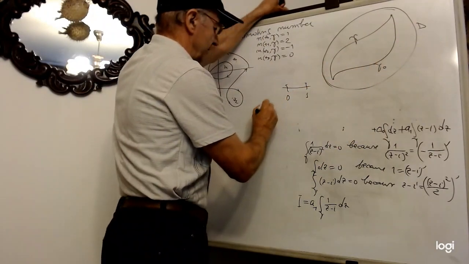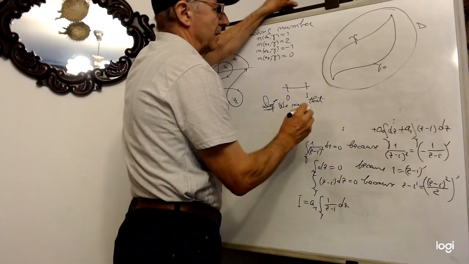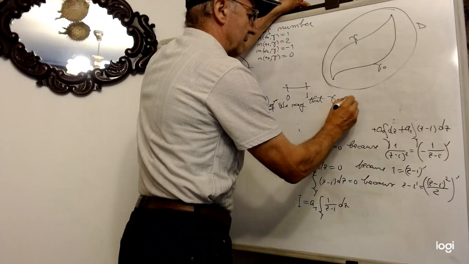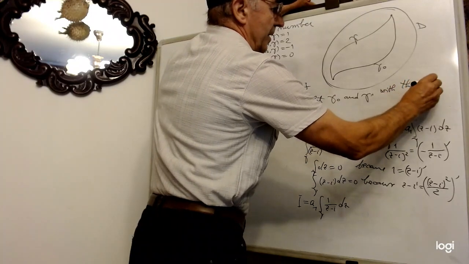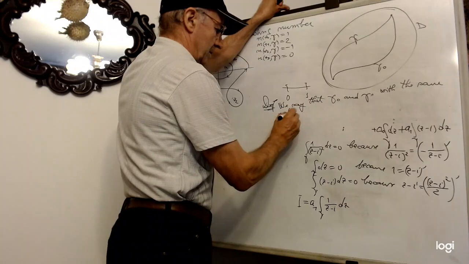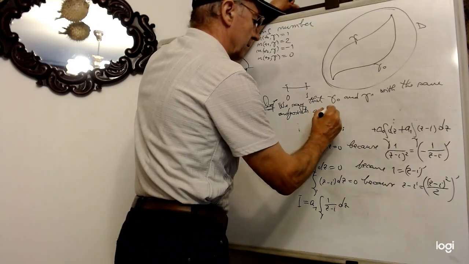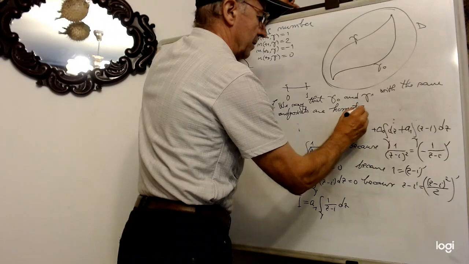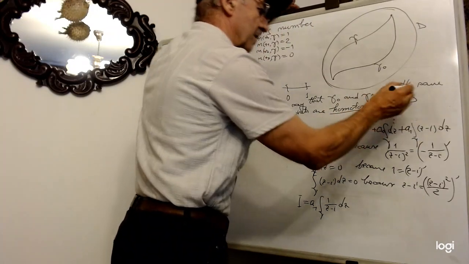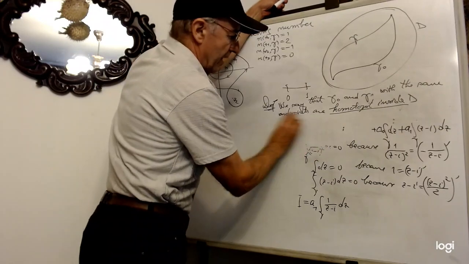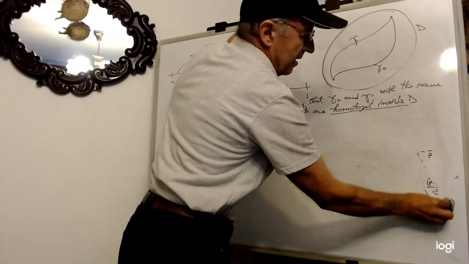Definition: we say that gamma 0 and gamma 1 with the same endpoints are homotopic inside D, homotopic in D, if one of them can be continuously deformed into the other inside D without leaving D.